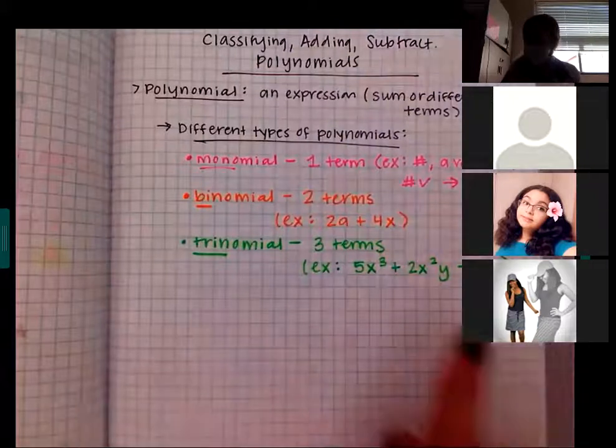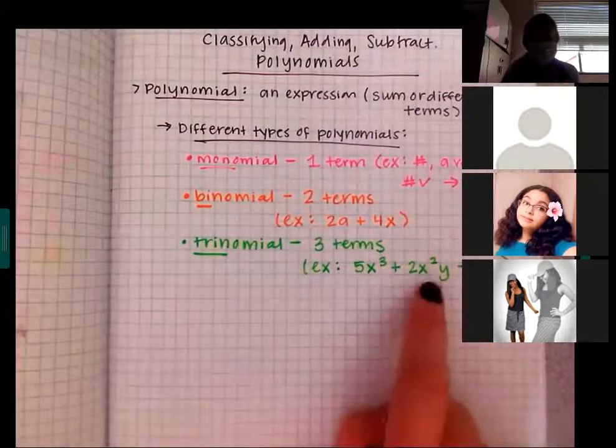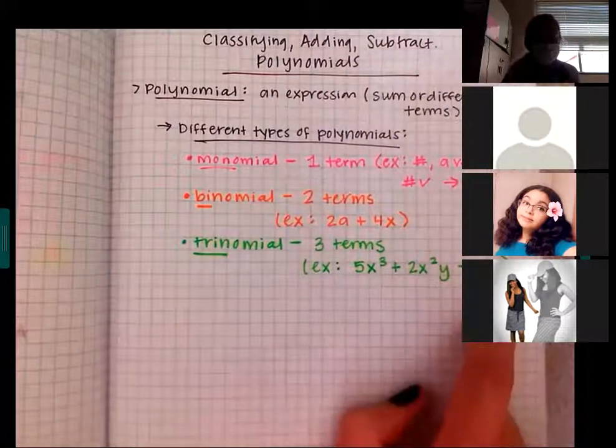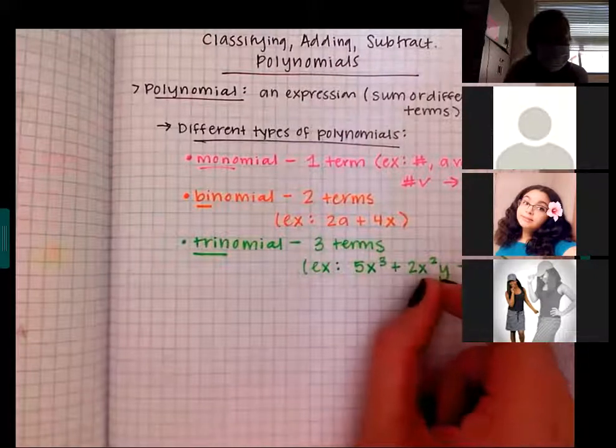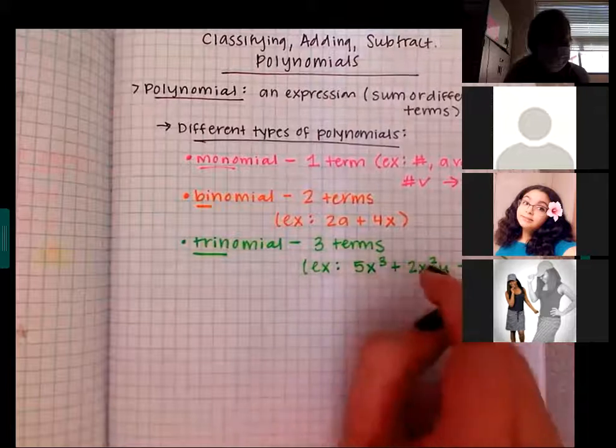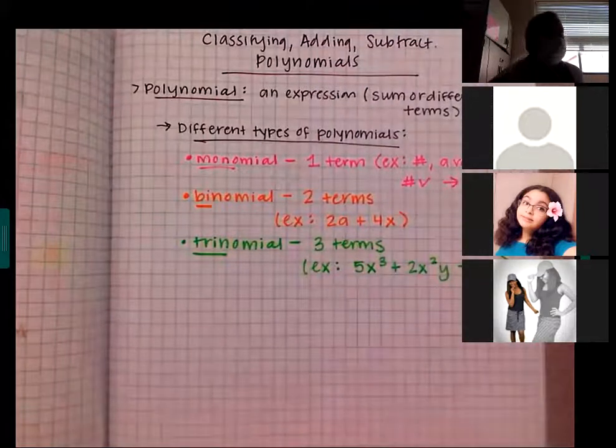So does everybody agree there's 3 different things being added and subtracted here? I know there's X's and Y's, but look at how they're pushed together to make one term. So this is 1, 2, 3 terms.